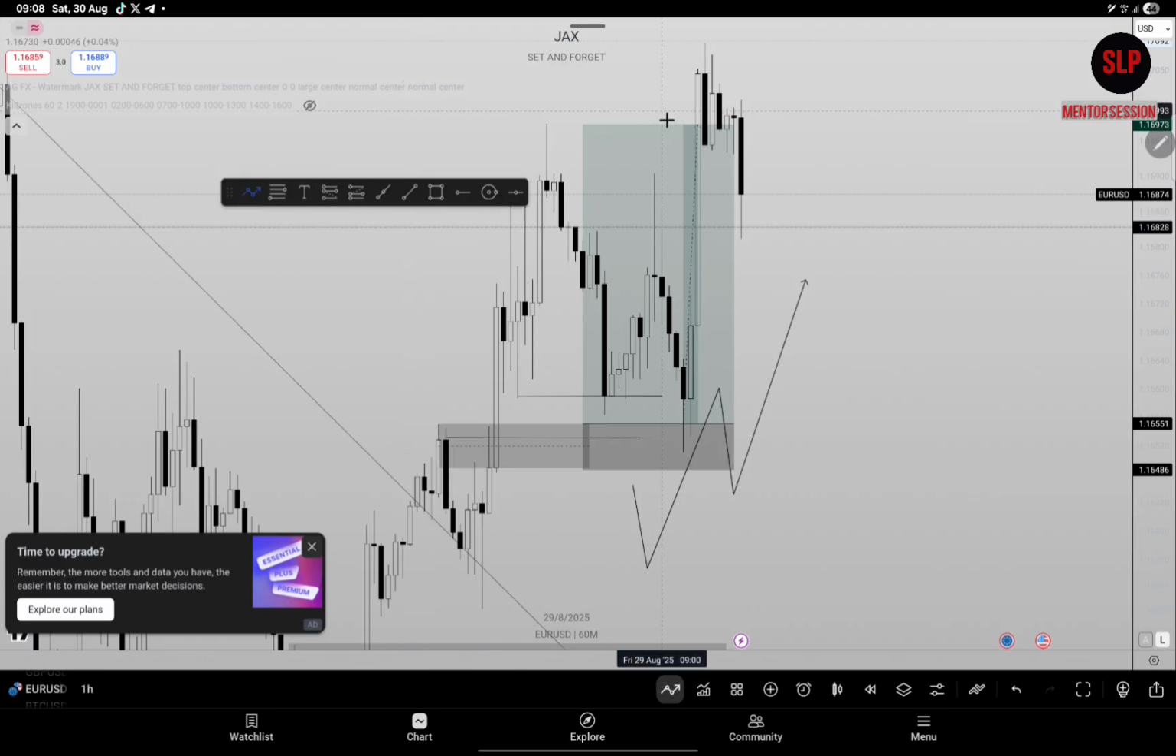See what price did. So you can clearly see in this scenario, price came down, took out the liquidity, didn't tap into my point of interest. Price retraced 80% of my TP. This is where my TP was, an external high.